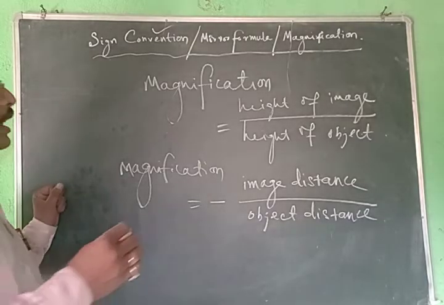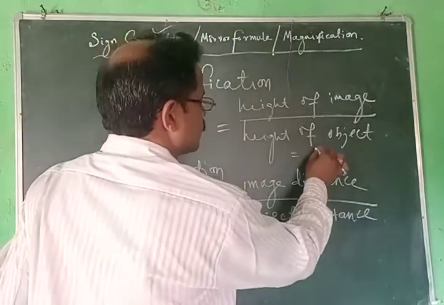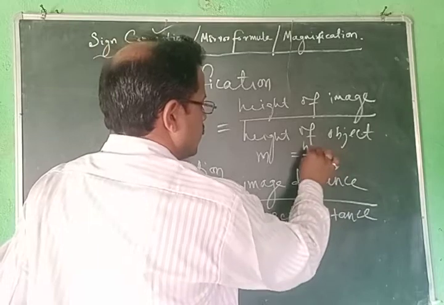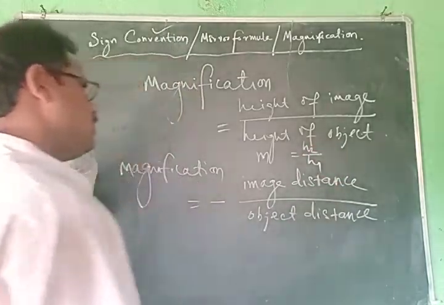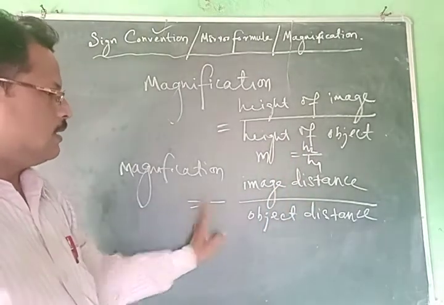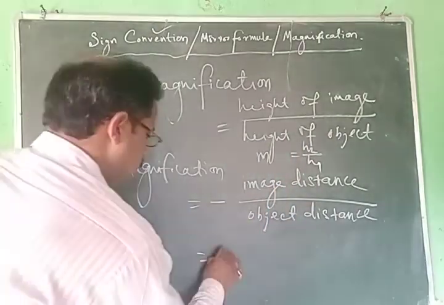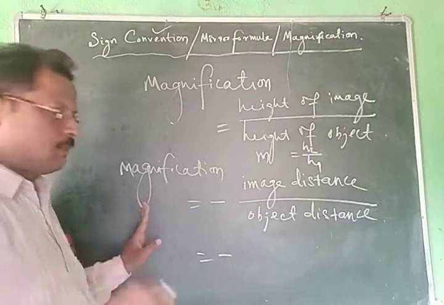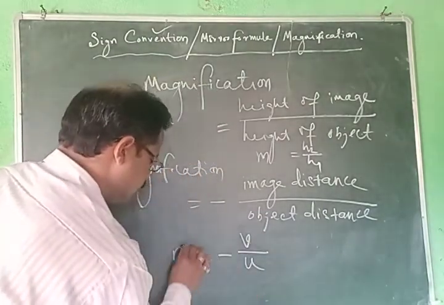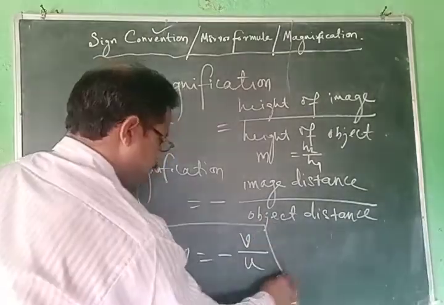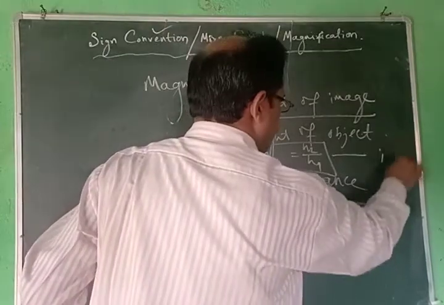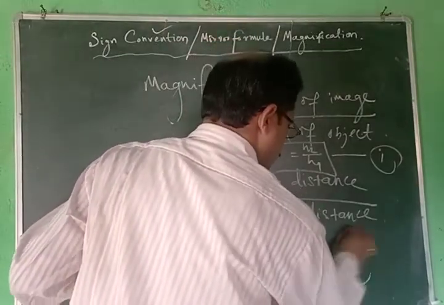So I write m is equal to h2 by h1, where h2 is the height of the image, h1 is the height of the object, and image distance, that is, we take v. This is 1. This is 2.